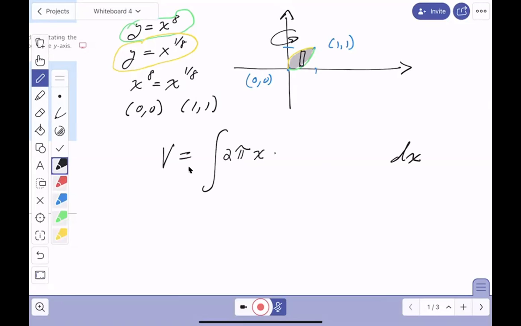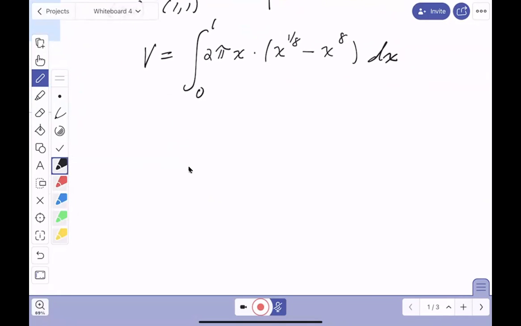And now all I got to do is the height of the can. And what's the height of that can? Well, I got to do the upper curve, which is x to the 1/8, that's the yellow curve, minus x to the 8th. What's my limits of integration? 0 to 1. I need to do the integration.